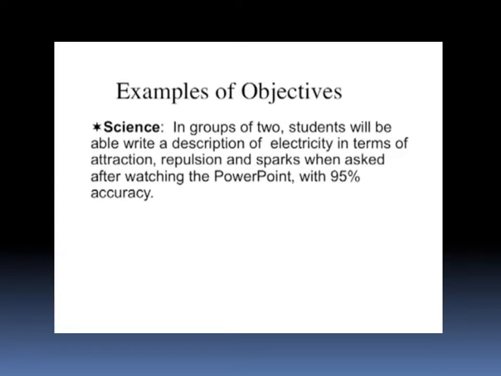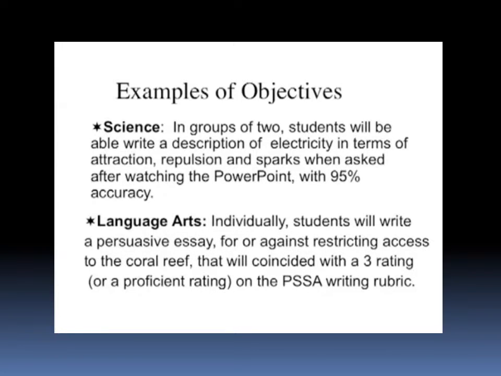In science, in groups of 2, students will be able to write a description of electricity in terms of attraction, repulsion, and sparks when asked after watching a PowerPoint with 95% accuracy. Language arts. Individually, students will write a persuasive essay for or against restricting access to the coral reef that will coincide with a 3 rating or proficient rating on the PSSA writing rubric.